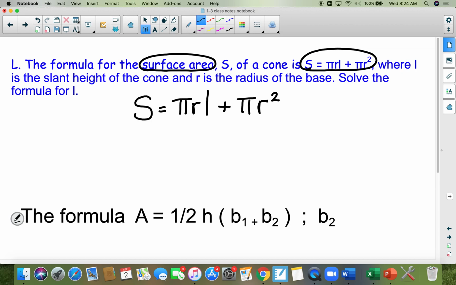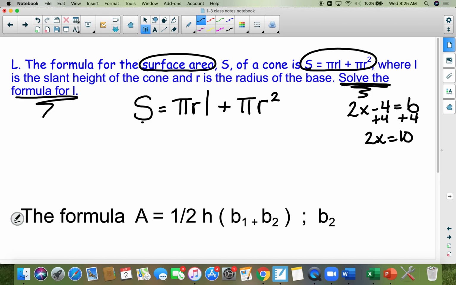But instead of solving for S alone, they want you to rearrange this formula and solve for the letter L. So how do you solve for the letter L? What you're going to do is do exactly what we did. For example, I just want to give you a 2x minus 4 equals 6, something like this. And with numbers, you can do the same thing with letters. The first thing you're going to do is add 4 to both sides, correct, in order to get the x alone. And then you divide by 2, and you do the same thing here.